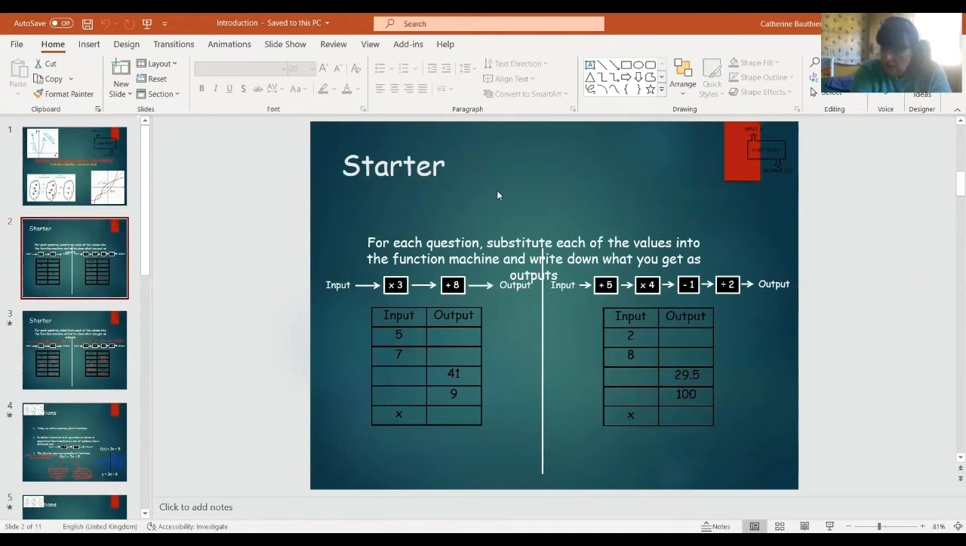So this is the starter, and for each question, you're going to substitute in the number. Let me put some eyes on it. It's quite difficult getting old, isn't it?